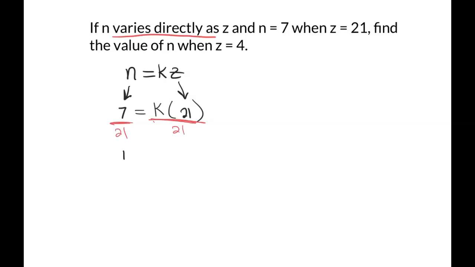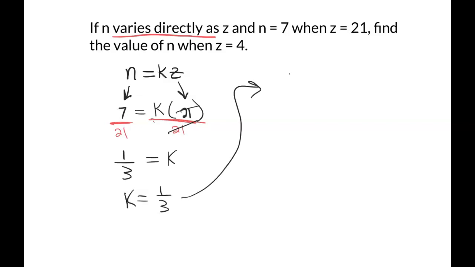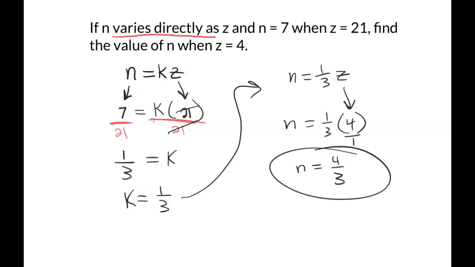So that gives me 1/3 equals k, or rewritten, k equals 1/3. That means my direct variation equation is n equals 1/3 times z. Now you're told that z is 4. So if I put 4 in for z, I get n equals 1/3 times 4. Think of that as 4 over 1, and my solution is n equals 4/3.